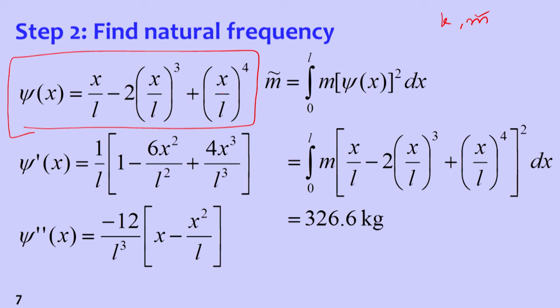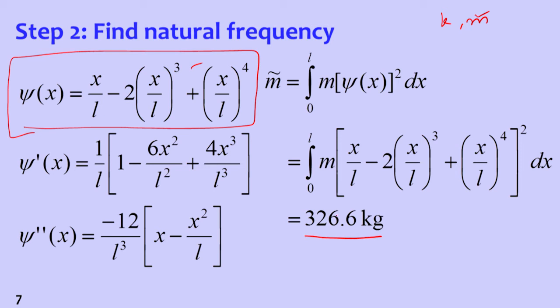This needs to satisfy the boundary conditions. At x is equal to 0, psi is equal to 0. At x is equal to L, psi is equal to 0. So then what we get is, you can see this one becomes 1, this becomes 1, so 1 minus 2 plus 1 is 0. So at x is equal to L this is satisfied, and at x is equal to 0 also it is satisfied. So now what we get is the mass. If you substitute this one in this one, 326.6 kg is the mass.